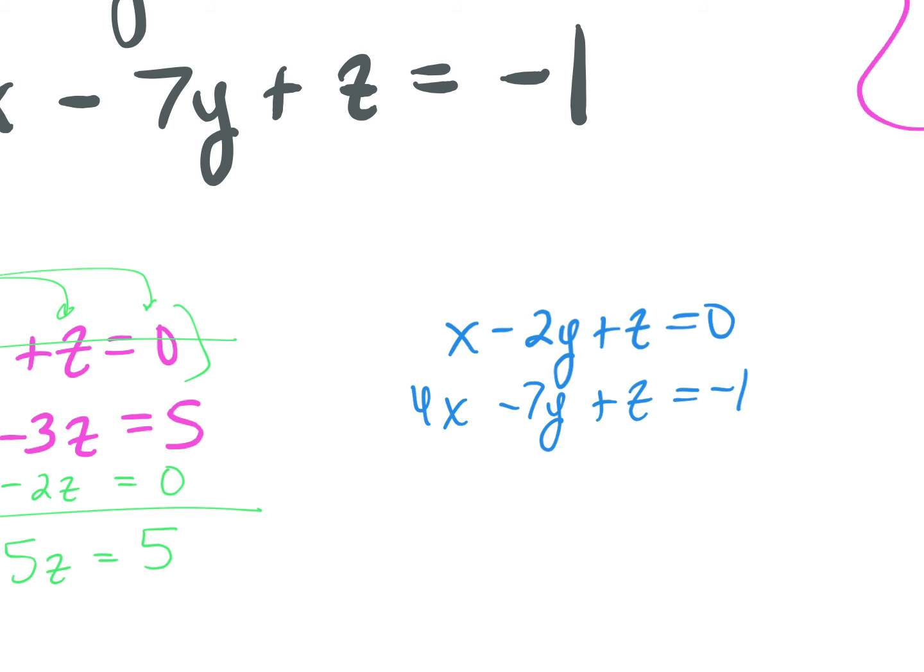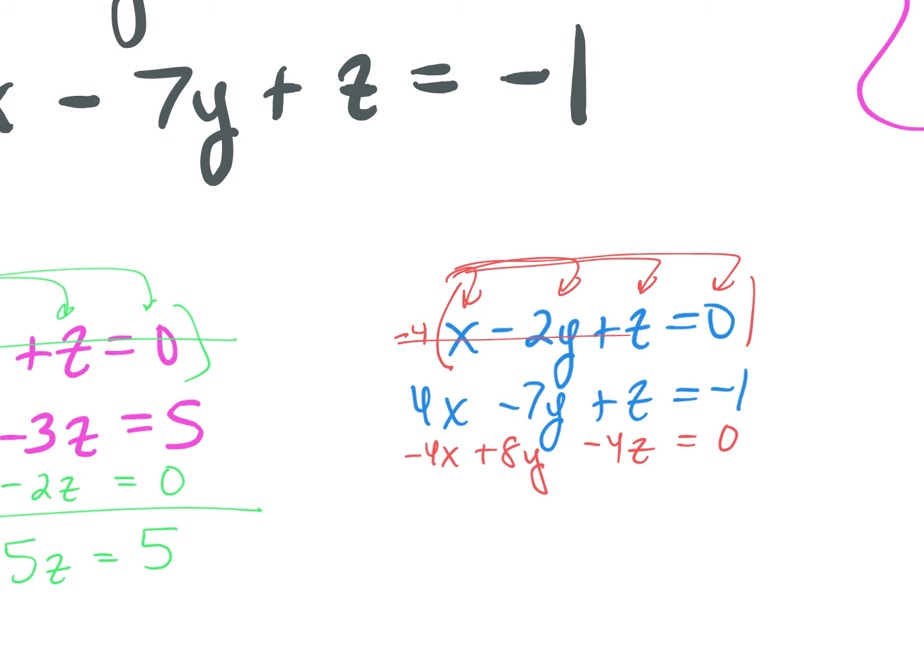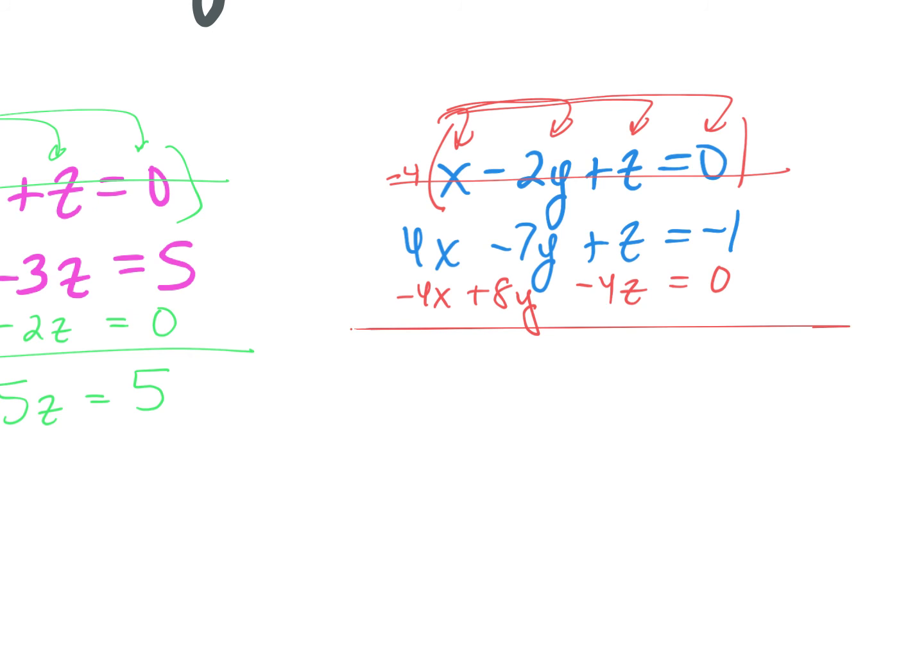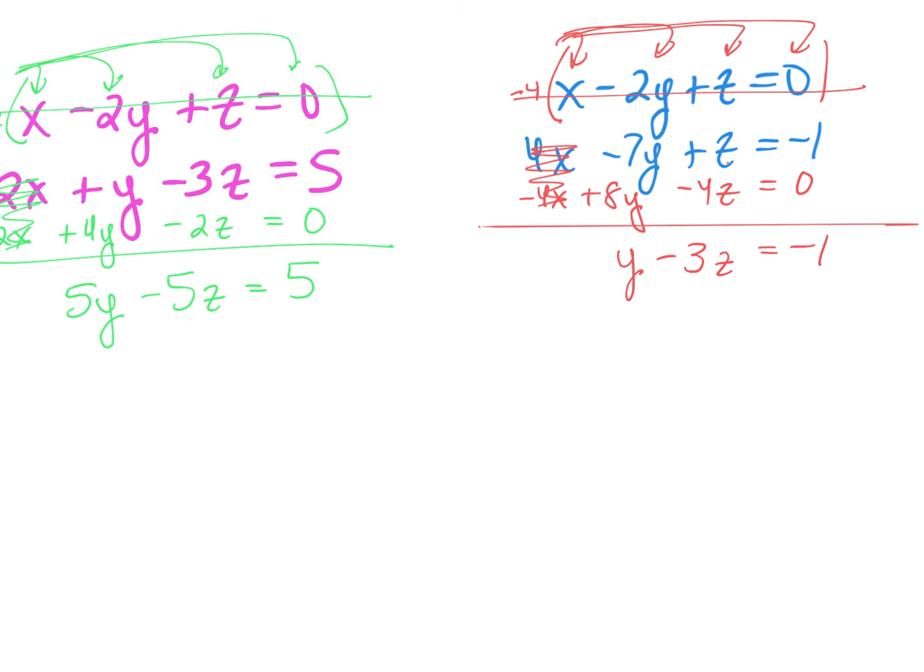What am I going to multiply my top equation by so that my x's are going to cancel out? What kind of 4? Negative 4? Okay. So negative 4x plus 8y minus 4z equals 0. So positive 4, negative 4 cancels out. Negative 7y and 8y gives me 1y. Positive z, negative 4z gives me minus 3z, correct? Equals negative 1.